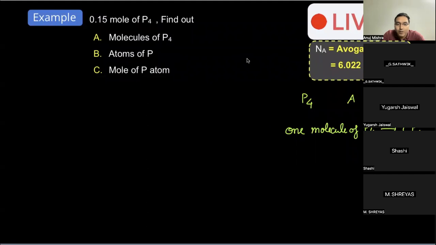Sai Subham, G Satvik, Urvi. One molecule has how many atoms? 4 atoms. Very good, bache. Bahut hi badhiya. Okay. So we understood a few things: if I can get molecules of P4, I can just multiply by 4 and get atoms of P. So one thing is clear: the answer of B is the answer of A multiplied by 4.